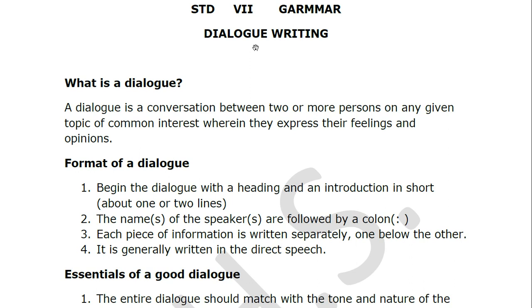Now, you know what's a dialogue? It's a talk between two or three or more than two people. Okay, more than one person. Of course, one person cannot talk with his own self. So, a dialogue is basically a conversation, talking between two people or more people.